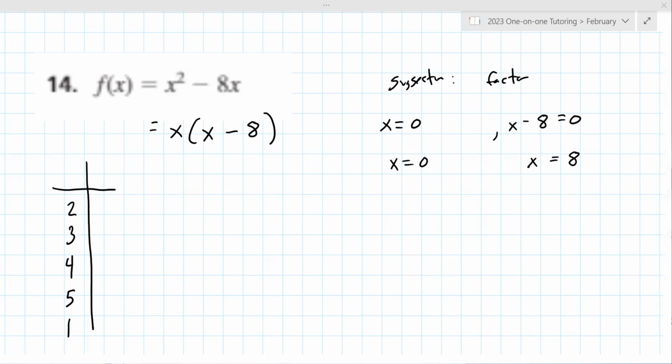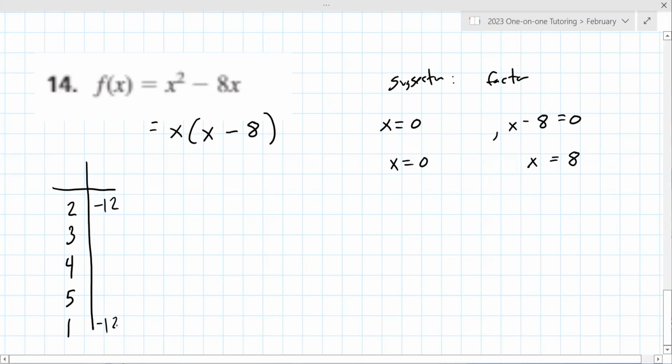Okay. And then 2. And 2 times 2 minus 8, so 2 is negative 12. That's correct. Which means 1 is, I'm sorry, 6 is negative 12.